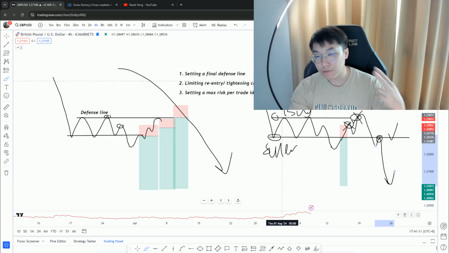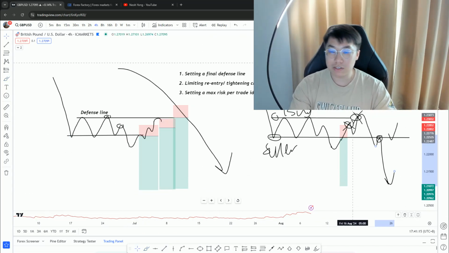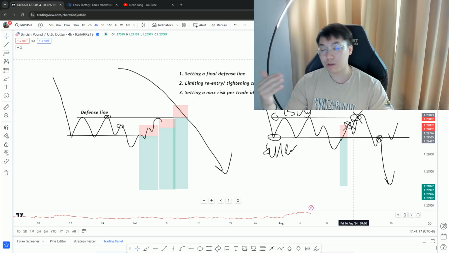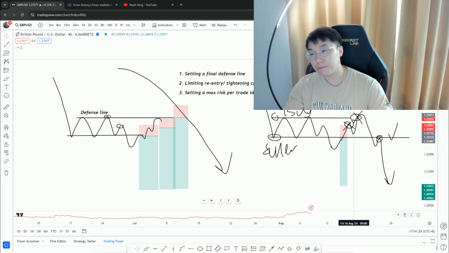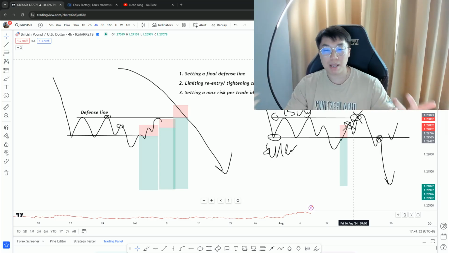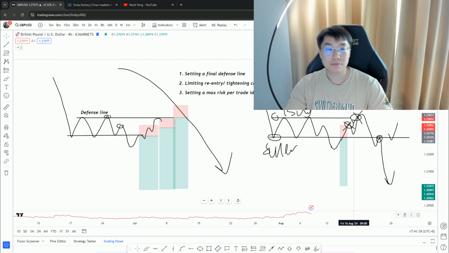Alright. Point 3. Setting a max risk per trade idea is very similar to what I just taught all of you, point number 1, point number 2. But point number 3 is more to a specific number. Each trade idea I'm only allowed to lose 2%. Example. So what does a trade idea mean? A trade idea simply means, let's say today you want to go short on pound dollar. Alright, you're expecting what? You want to go short, it's one thing.